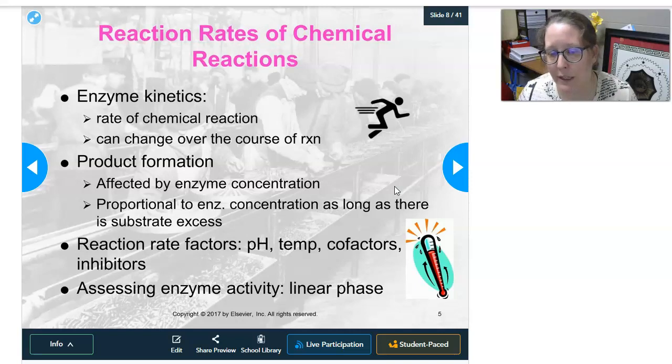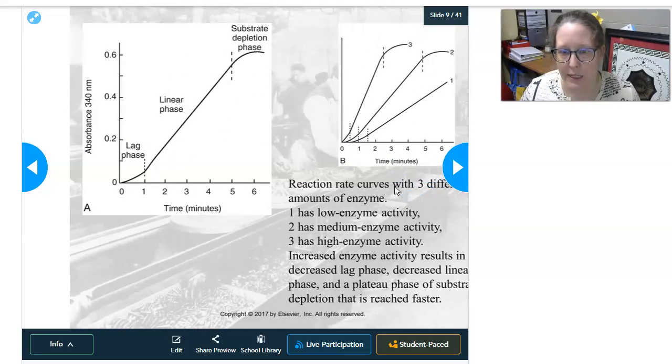Sometimes the product is an inhibitor, so once you've made so much product, it inhibits the formation of more product. But inhibitors can be drugs and other things that act like keys to turn off the enzymatic reaction. And so when you assess enzyme activity, you have to do it in the linear phase, the phase that's predictable, where straight linear relationships can be predicted. We're going to look at what that looks like on a graph.